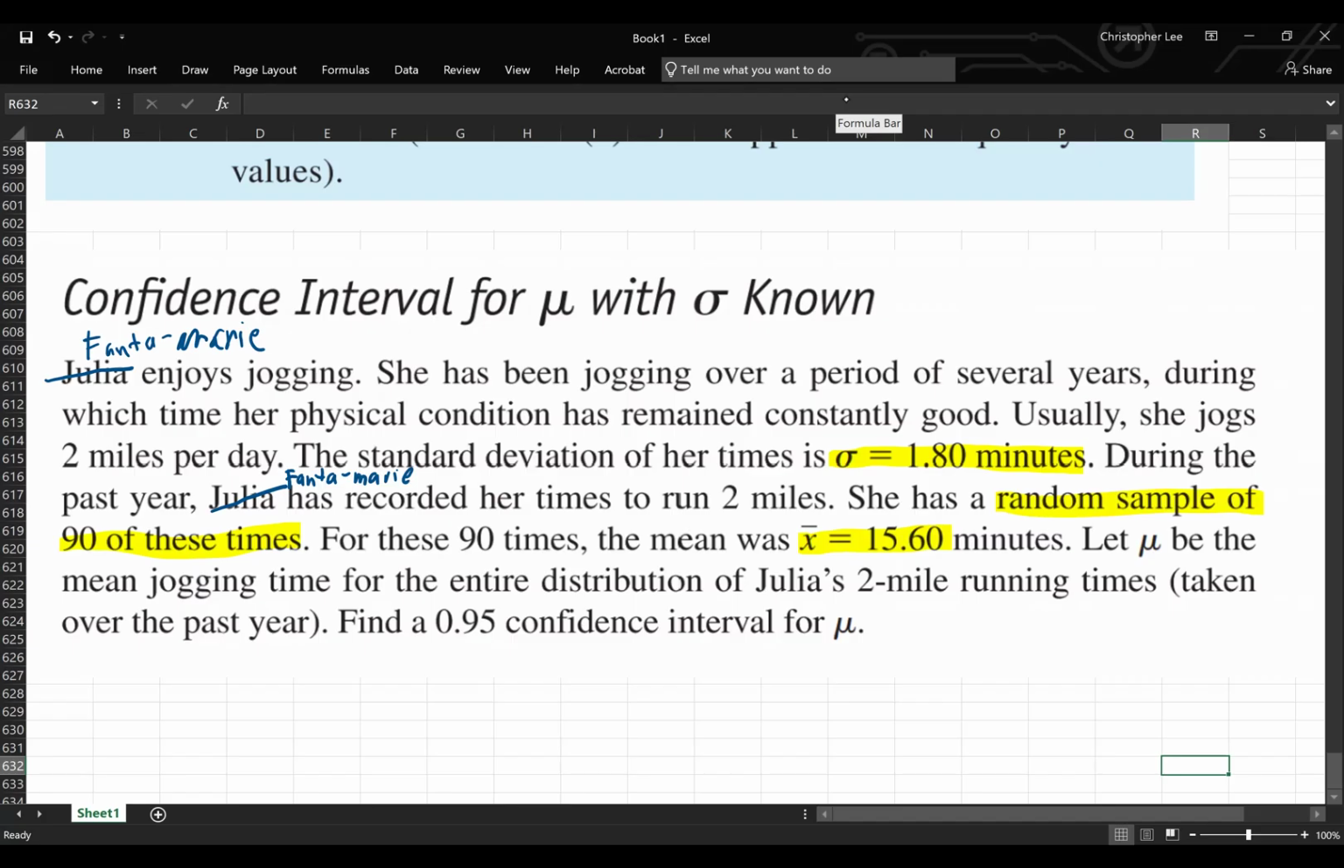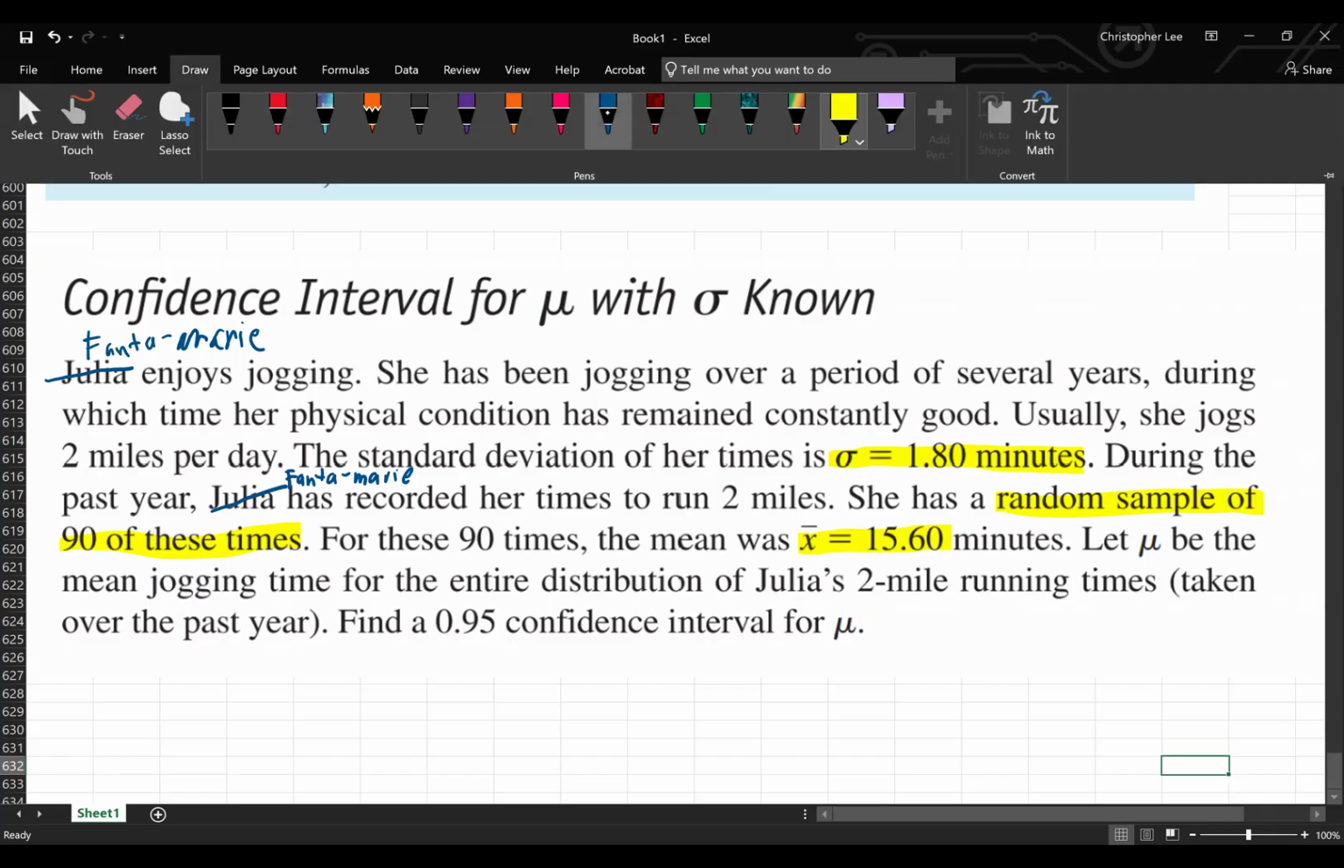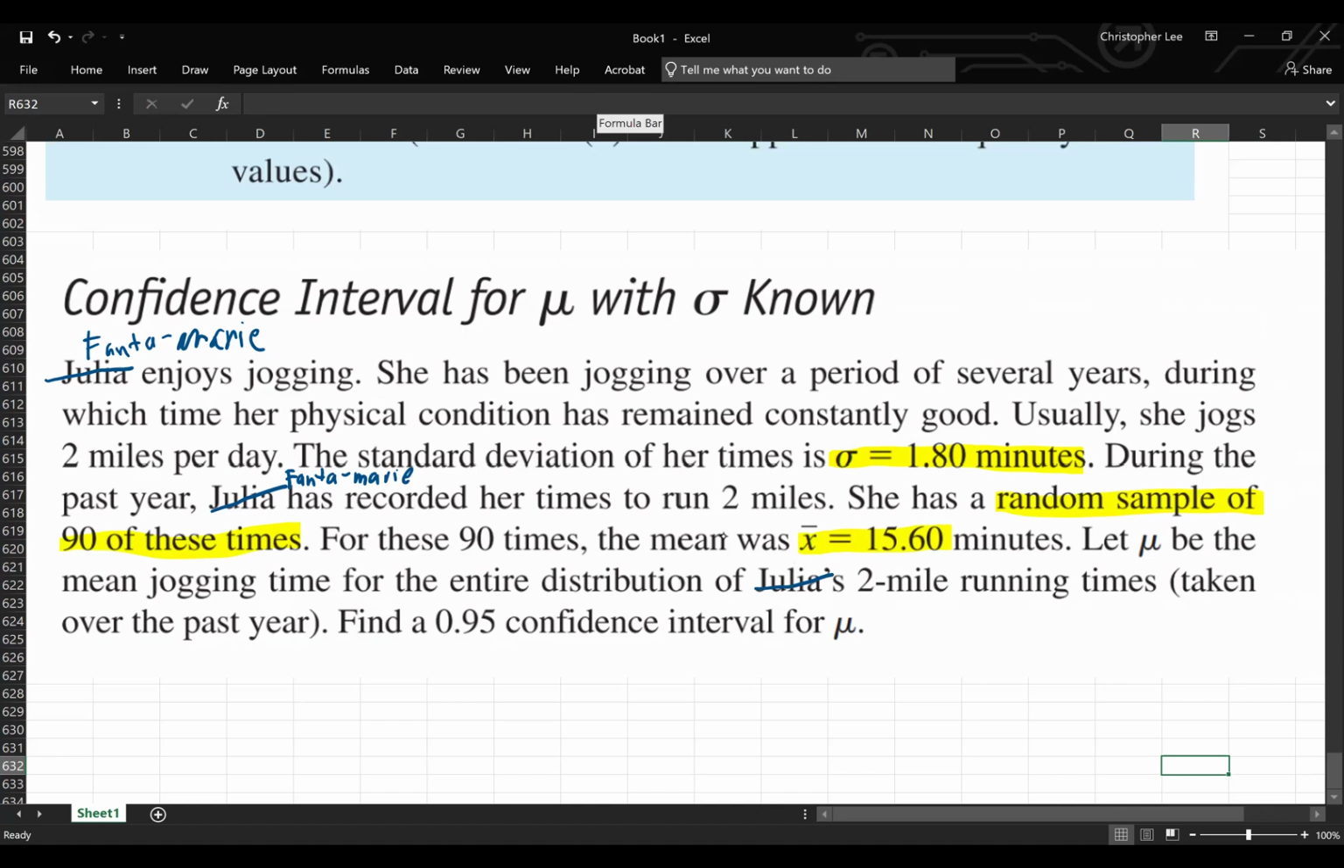Let mu be the mean jogging time for the entire distribution of... why do I keep saying that? Oh my gosh, the typos are crazy over here. All right. Let mu be the mean jogging time for the entire distribution of Fanta Maria's 2 mile running times taken over the past year. Find a 0.95 confidence interval for mu.